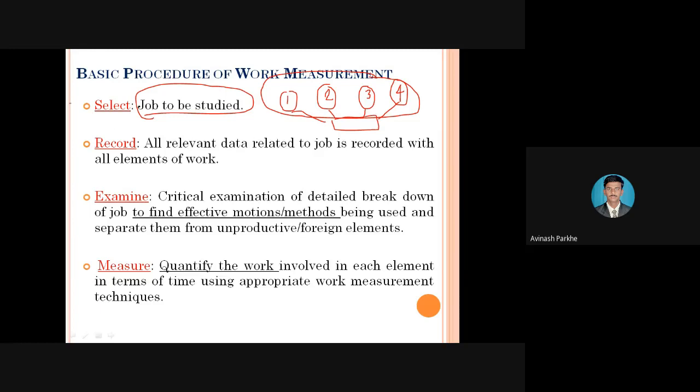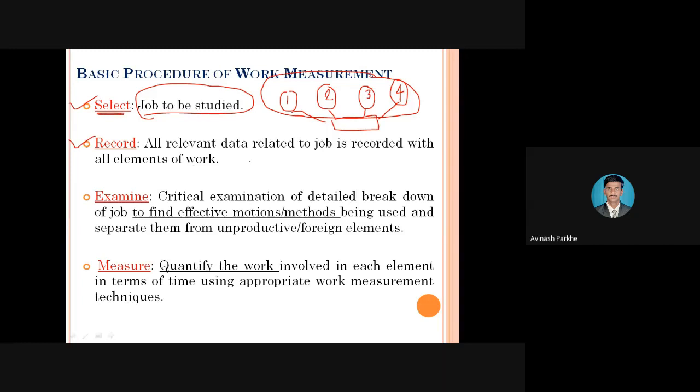Means the first step indicates select. So I have to select that job, or that method where I have to go for the modification. If process number 4 is taking extra time to convert the raw material into finished goods, I have to select process number 4 for further modification. Therefore, the first step is called select: select that particular method, that particular job which we have to study. Then the second is called record.